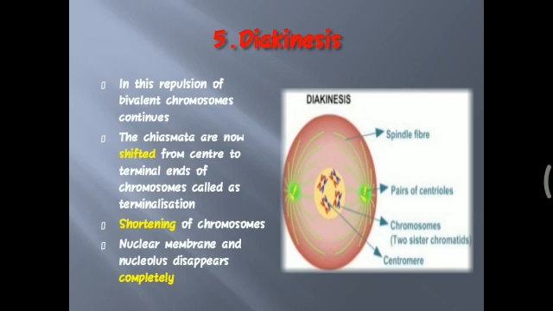At the end of diakinesis, the nuclear membrane and the nucleolus disappear completely. So in the figure you can observe how the chromosomes are becoming shorter and thicker, and the nuclear membrane and nucleolus are completely disappearing.